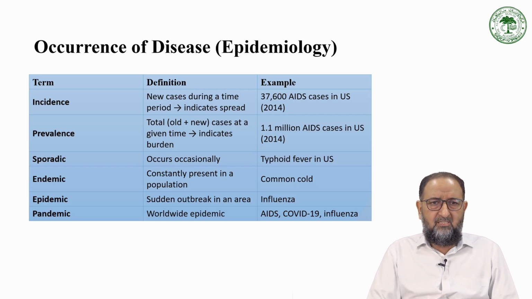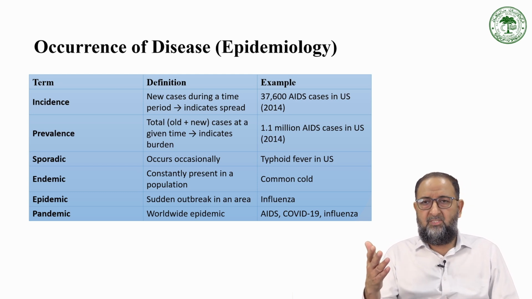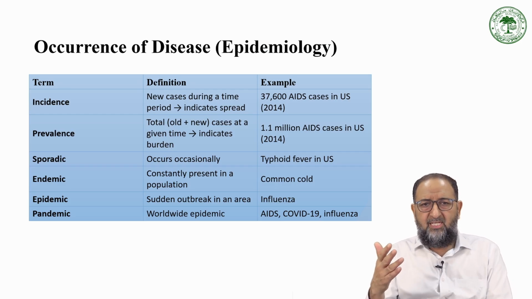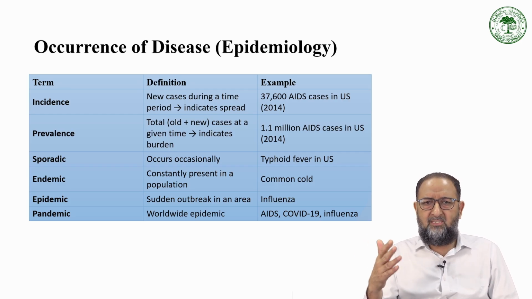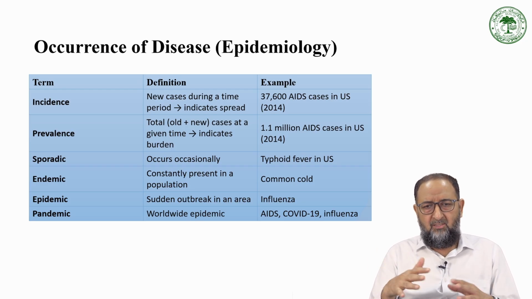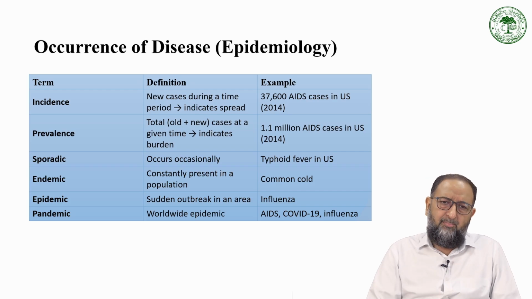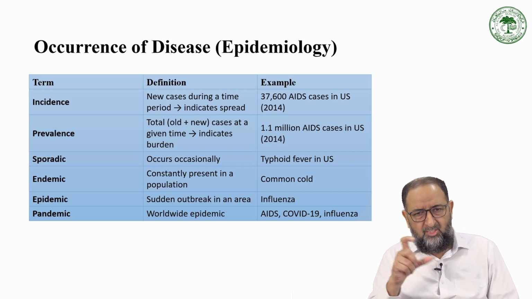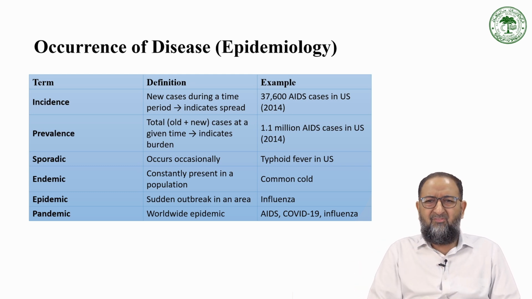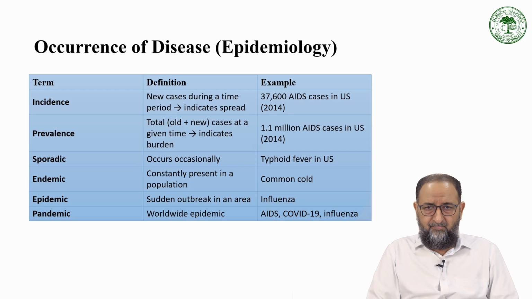Incidence means new cases during a time period, indicating the spread. So incidence is when new cases of a disease occur and spread, like 37,000 AIDS cases in the US in 2014. This is called incidence. Prevalence means the total of old and new cases at a given time. In a given time you have certain cases. We call it the burden on that particular community or region in a particular time window. We call it the prevalence of a particular strain, pathogen, or disease, for example 1.5 million AIDS cases in the US in 2014.